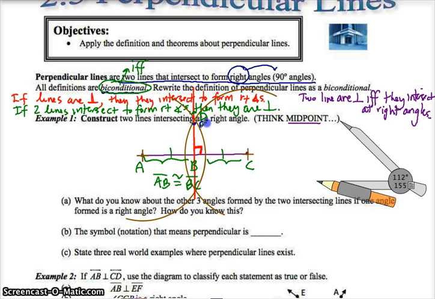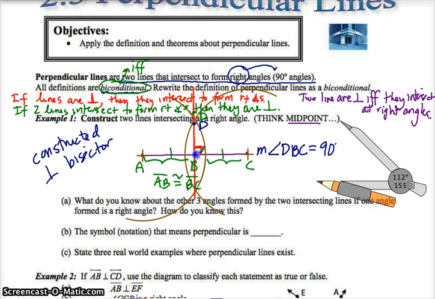I made angle DBC equal to 90 degrees. So the measure of angle DBC is equal to 90 degrees, or I could say angle DBC is a right angle. So construct two lines intersecting at a right angle. I just did that. How did I do that? I constructed the perpendicular bisector, and the perpendicular bisector goes through the midpoint. In other words, that is the midpoint right there. So B is the midpoint of segment AC.